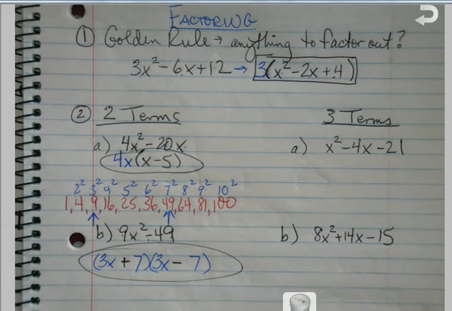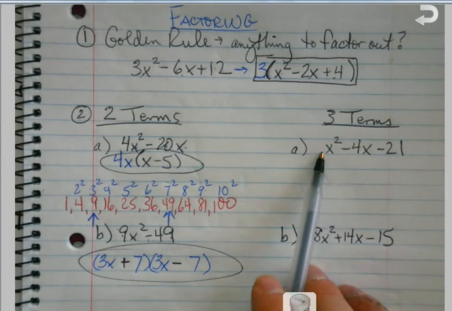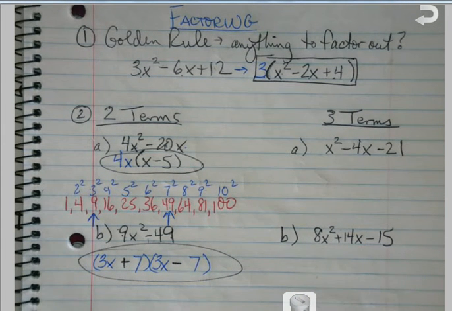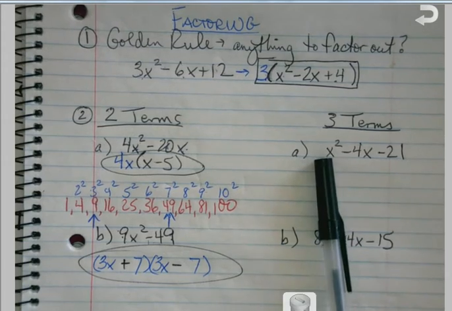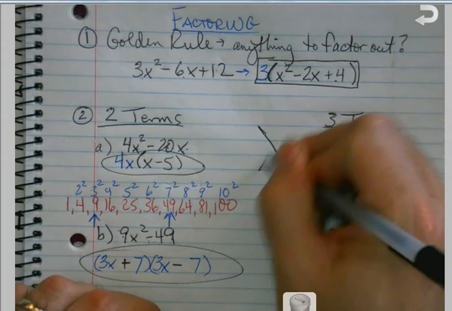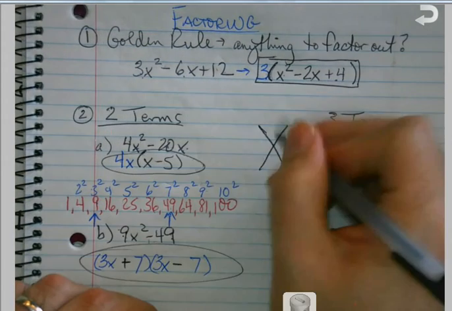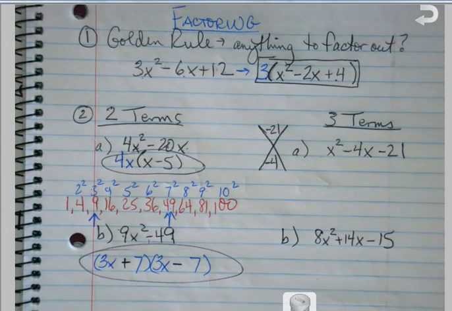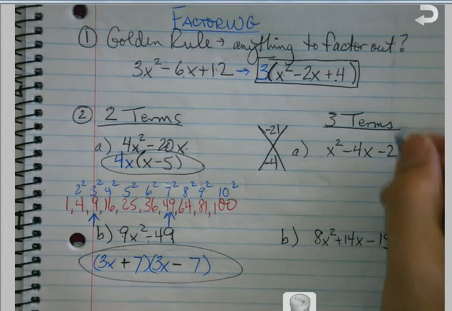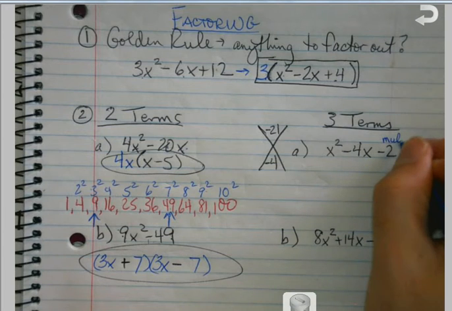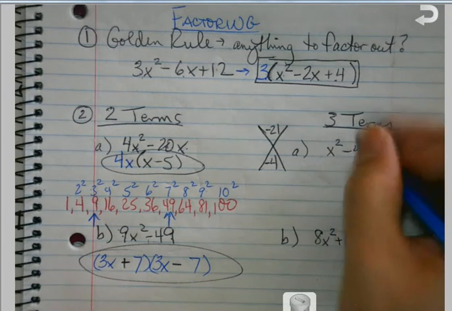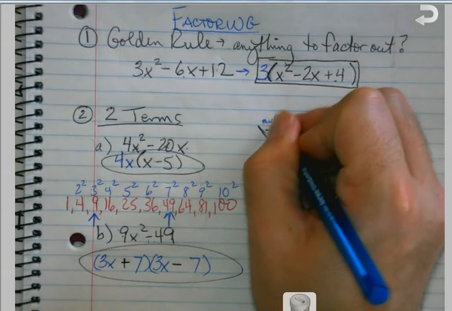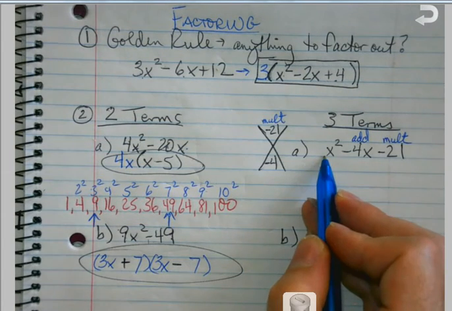If it's 3 terms, I'm still going to do my golden rule first, but all 3 of those don't have anything in common. So then in this case, no number in front of x squared, okay, I can do the diamond if I want to. Now, some of you are at a point that some of you want to write it out like this. Some of you are like, no, I can do it in my head. But either way, we're multiplying to get the number on the end. We're adding to get the number in the middle. But again, that only works if there's no number in front of x squared.